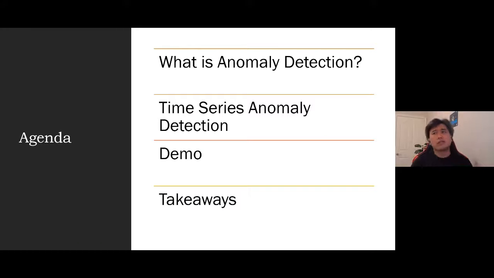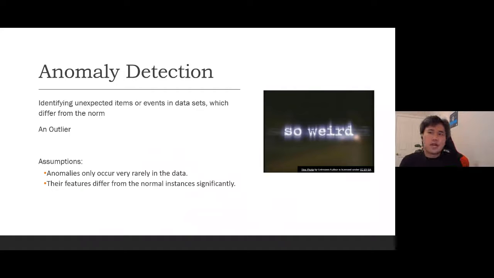So what is our agenda today? Today we're gonna talk about anomaly detection, specifically time series anomaly detection for Internet of Things. I'll do a little demo and have some takeaways. So anomaly detection is identifying unexpected items or events in our data sets that are different from normal.